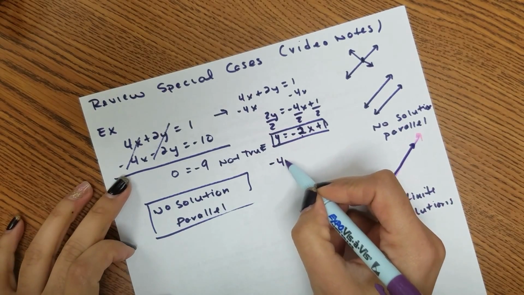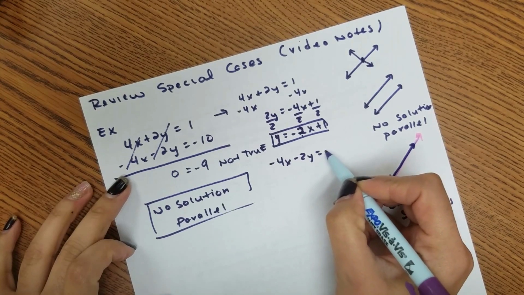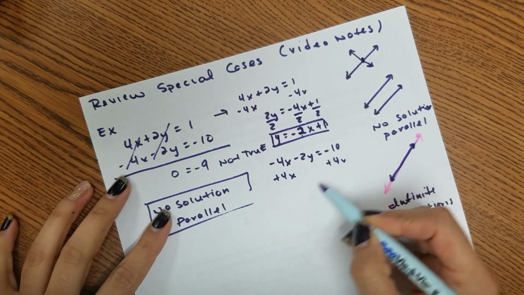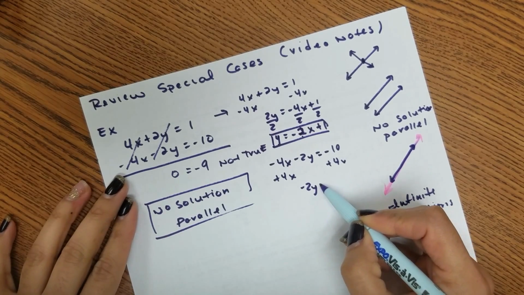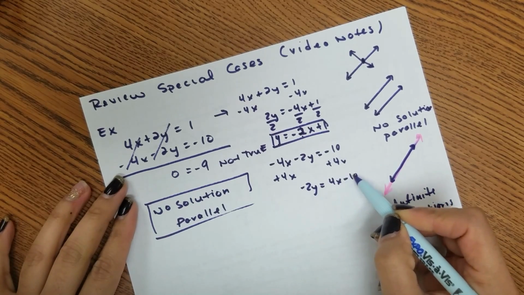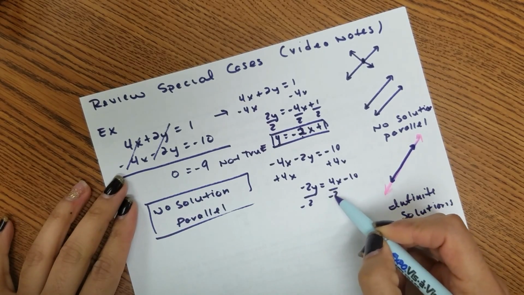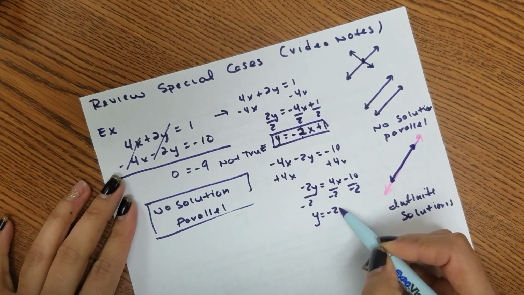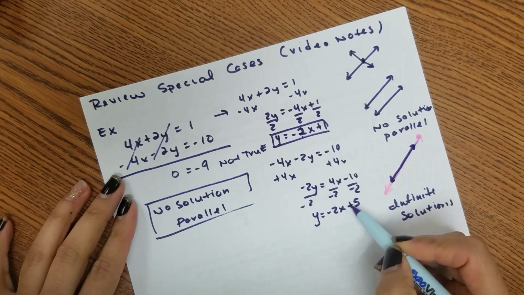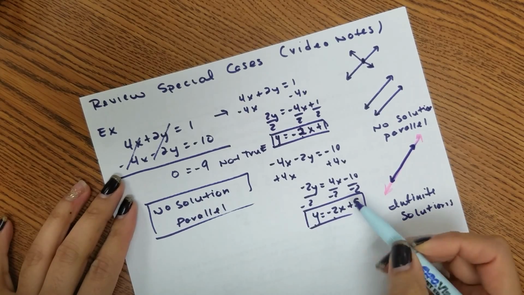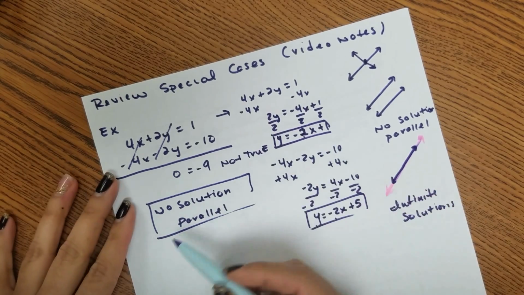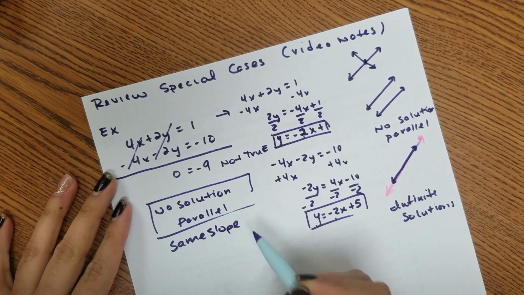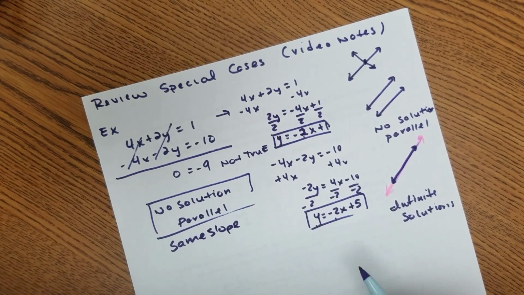So let's go ahead and try the second one. Negative 4x minus 2y is equal to negative 10, plus 4x on each side. Negative 2y is equal to 4x minus 10. Divide everything by negative 2, which is going to change our signs. y is equal to negative 2x plus 5. So the slope here is negative 2. The slope there is negative 2, so you've checked that they have the same slope, which means that they are parallel.